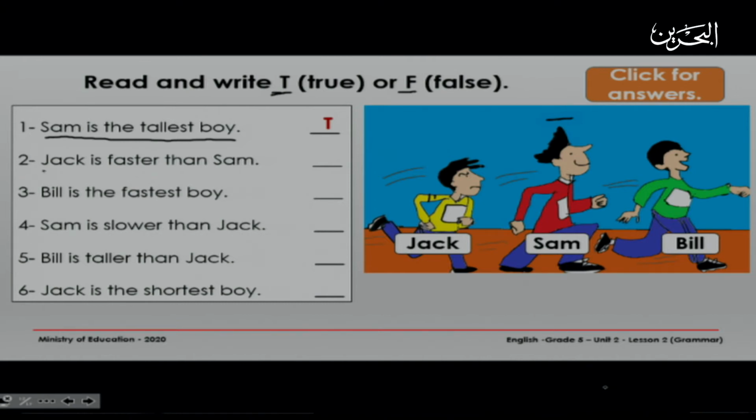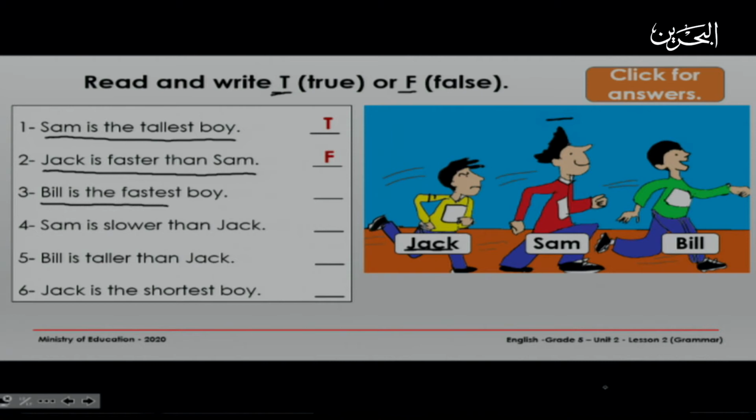Number 2. Jack is faster than Sam. Where's Jack and where's Sam? Look at Jack. Is he faster than Sam? What do you think? F. Excellent.